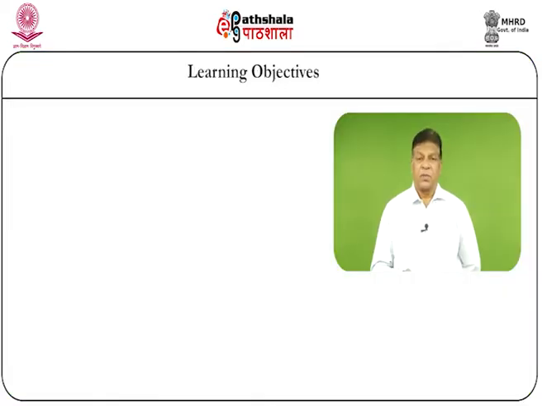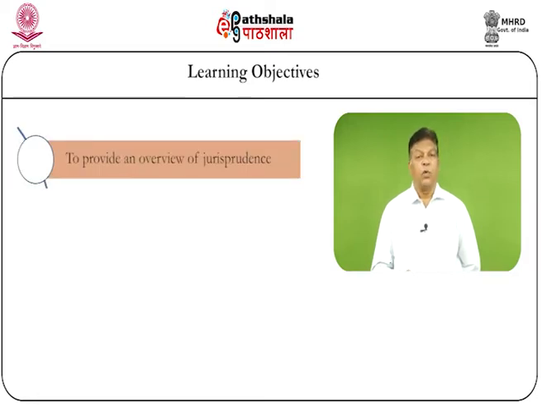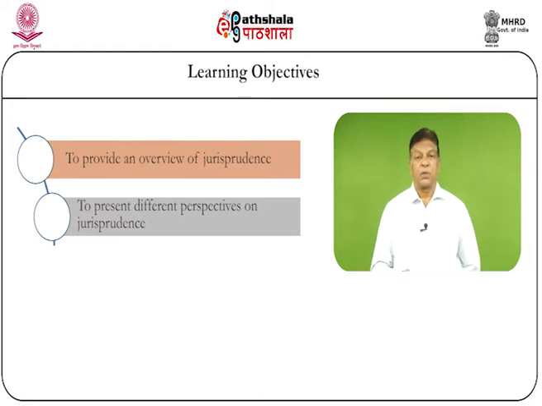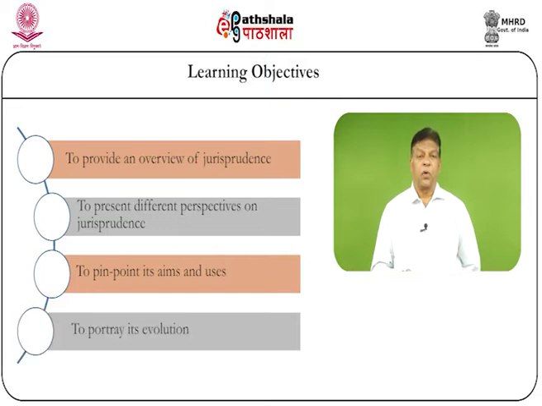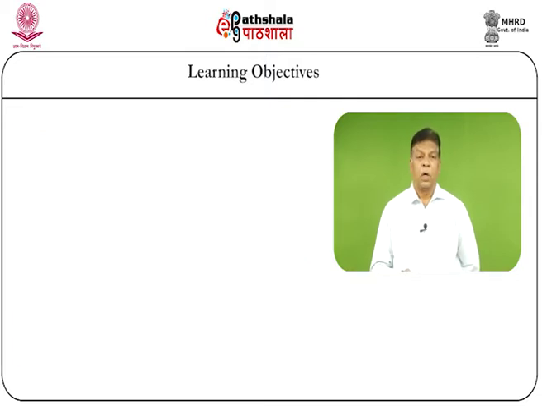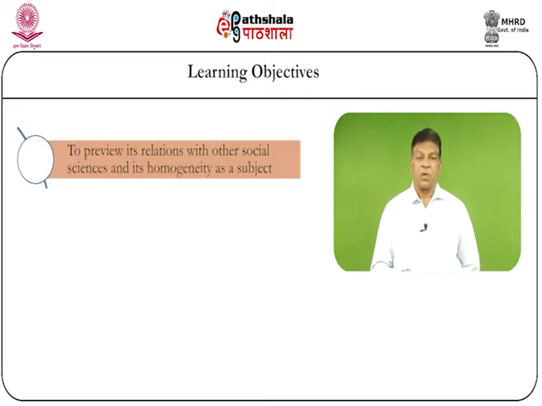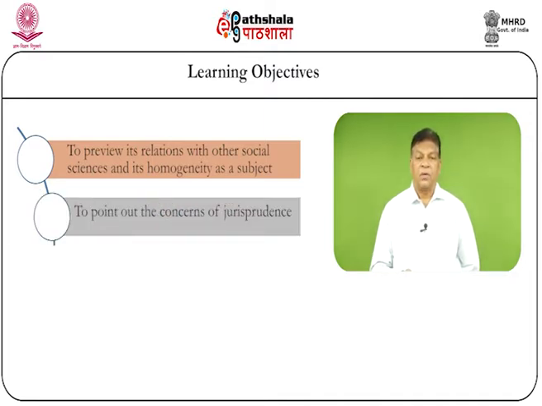The learning objectives of this particular lesson are: number 1, to provide an overview of jurisprudence, to present different perspectives on jurisprudence, to pinpoint its aims and uses, to portray its evolution, to preview its relations with other social sciences and its homogeneity as a subject, and to point out the concerns of jurisprudence.